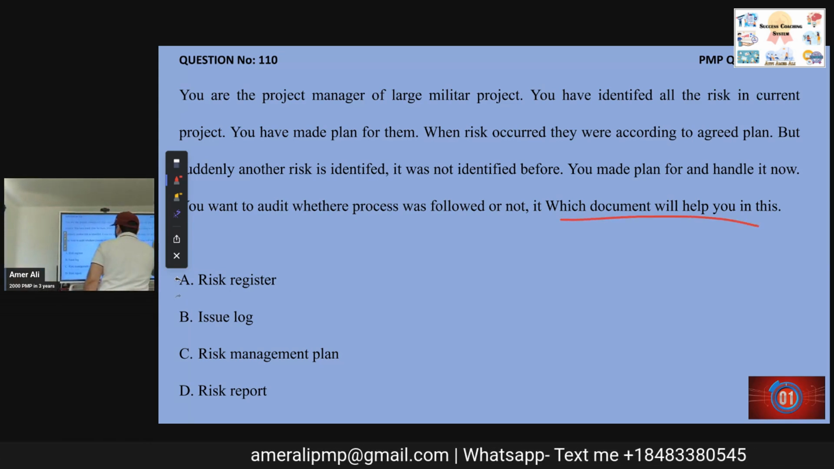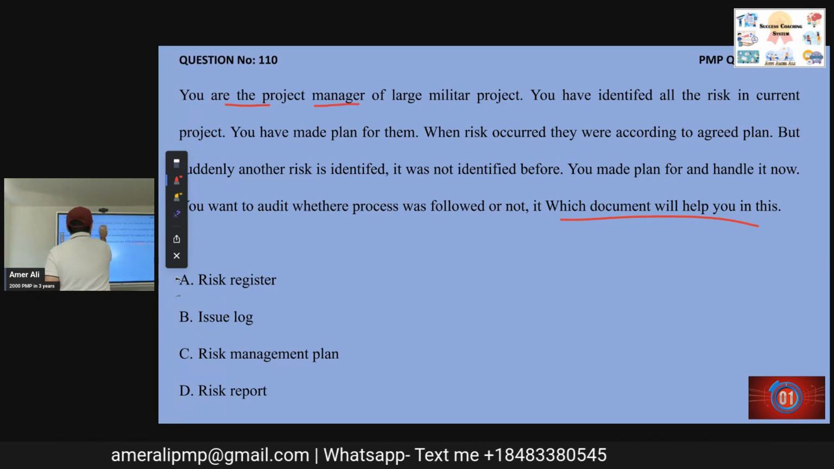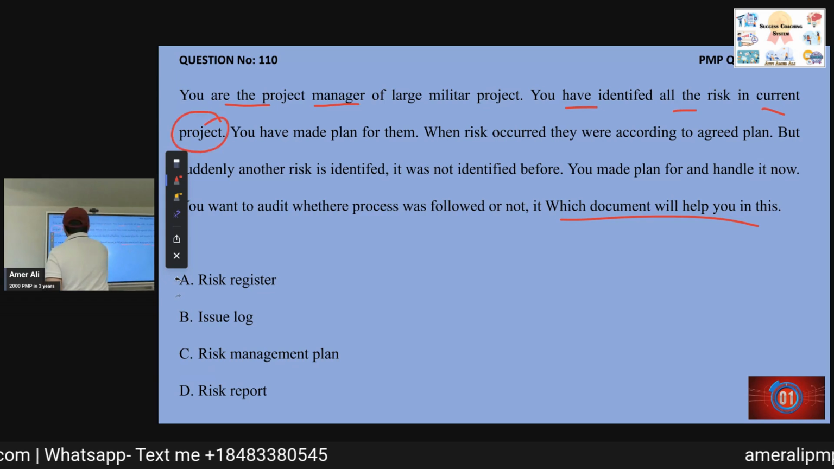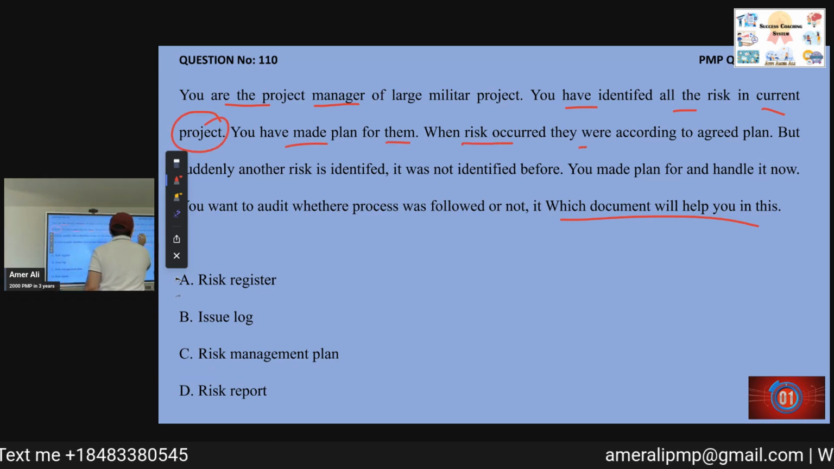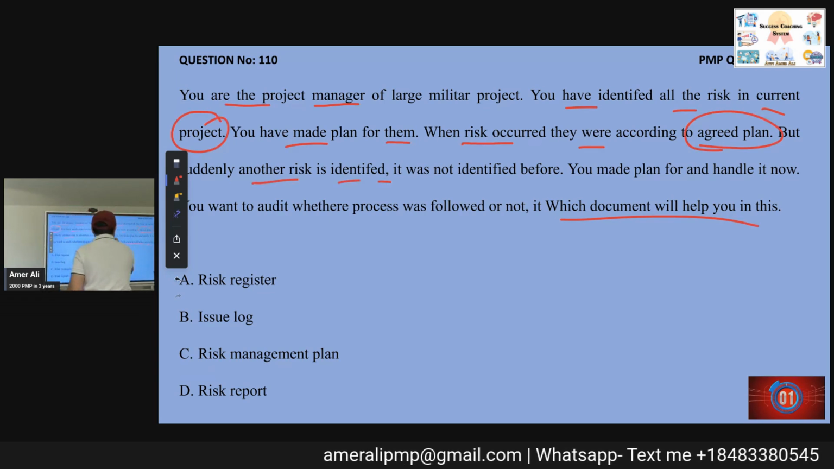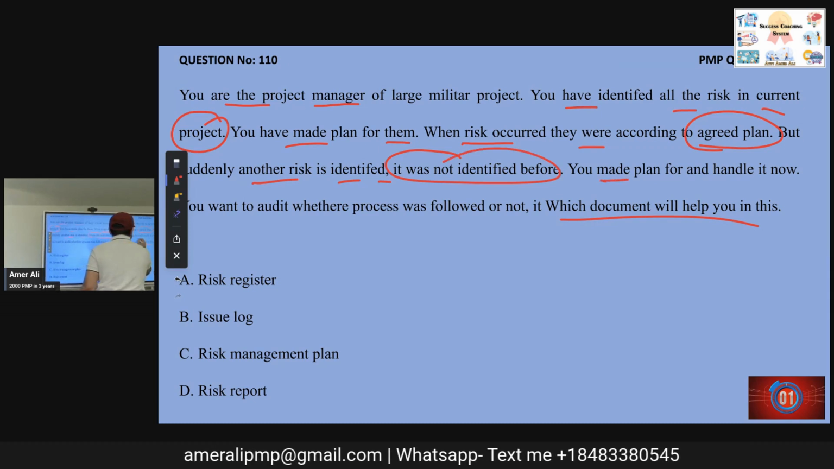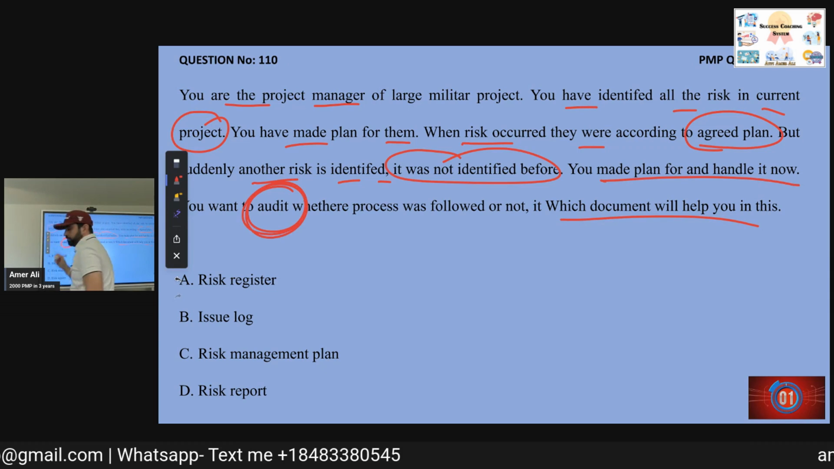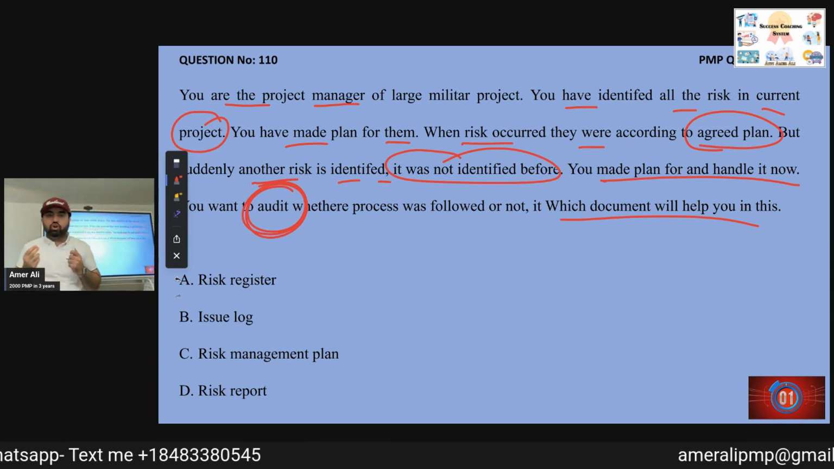Which document will help you in this? You are the project manager. You have identified all risk in current project. You have made a plan for them. When risk occurred, they were according to agreed plan. But suddenly another risk is identified. It was not identified before. You made a plan for and handle it now. Now this is the real question. The question is talking about audit.